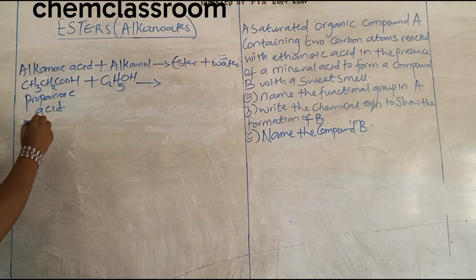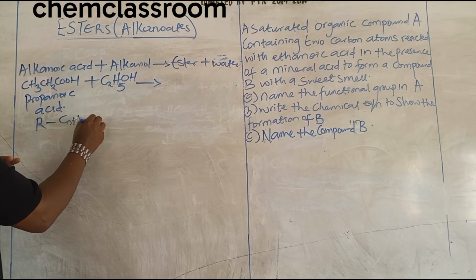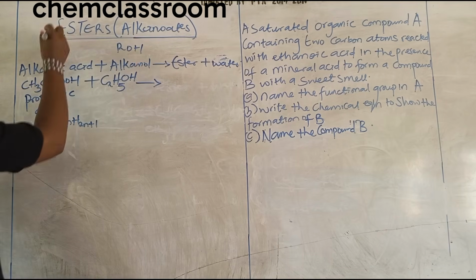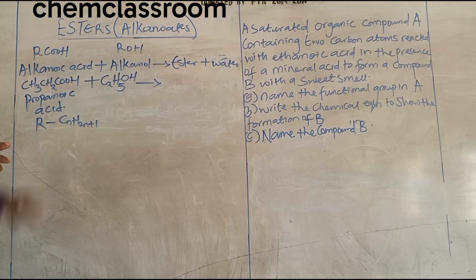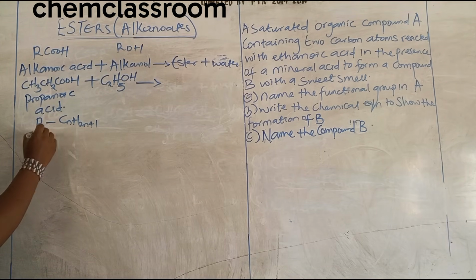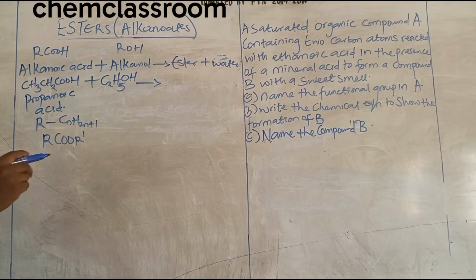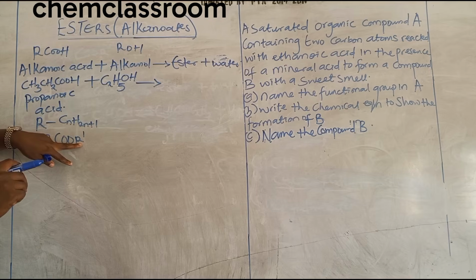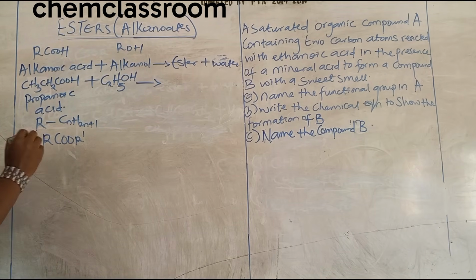Now we are able to write this because the alkyl group is R, right? And this alkyl group forms CnH2n+1. And the functional group of the alcohol is ROH. Then for the alkanoic acid, you have RCOOH. Then the functional group of our ester is RCOOR prime. So invariably the ionizable hydrogen of the alkanoic acid is being replaced by the alkyl group.